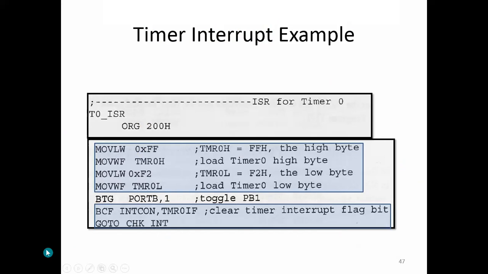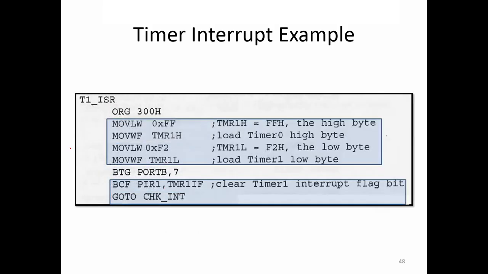So now we can see the part number 4, which is in that case timer 0 ISR. We have to give the initial value of timer 0 high and the initial value of timer 0 low. When there is an interrupt, what is the main task here? The main task is just toggle B1. So BTG port B, 1. We are done, so we have to clear the flag and we have to use retfie. Here instead of using retfie, they are using go to check interrupt, and in check interrupt you have retfie, but you can also use retfie here.